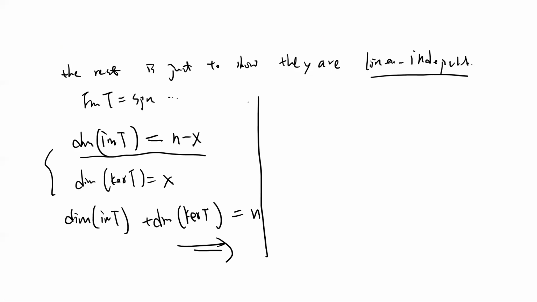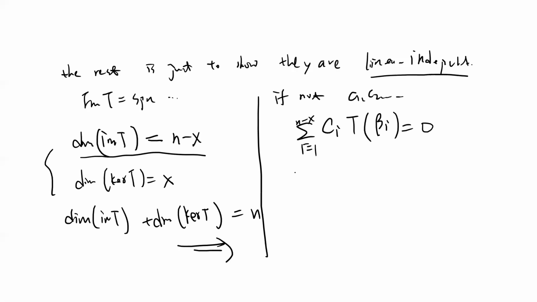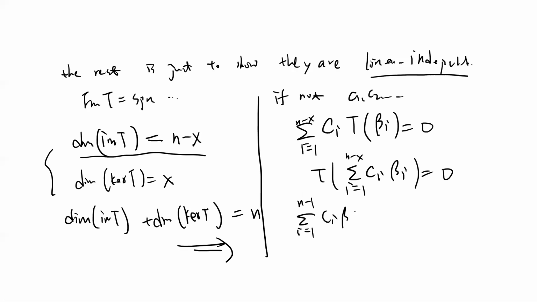So we need to show that they are linearly independent. By definition, let's say we have c1, c2, and so on, such that the summation of ci T beta i, from 1 to n minus x, is 0. So we get T of the summation of ci beta i, by linearity, equal to 0. But from here you know that the summation of ci beta i, from 1 to n minus x, belongs to the kernel of T, right?